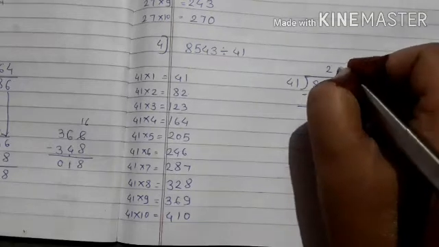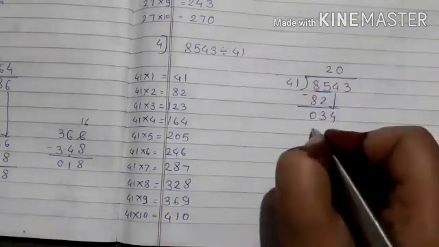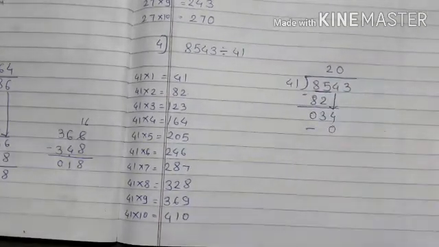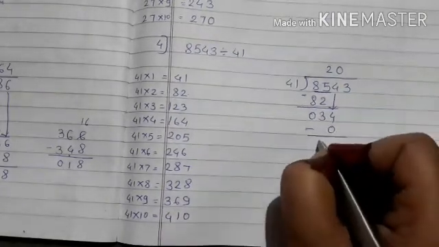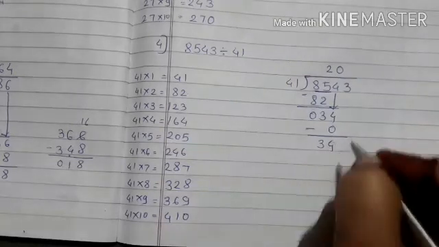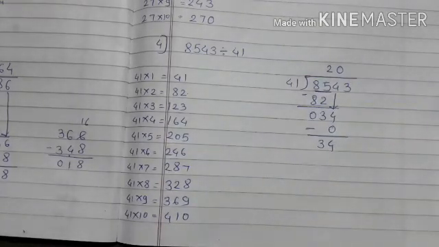So for that smaller number we have to divide by 0. So now 34 minus 0 is 34 only.